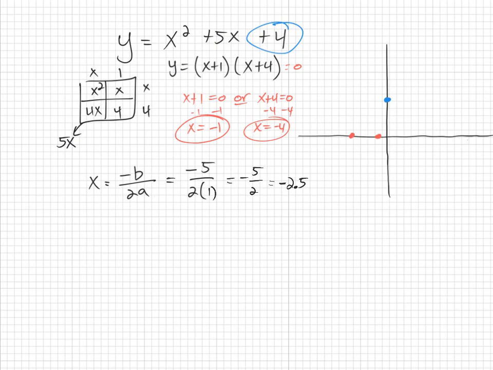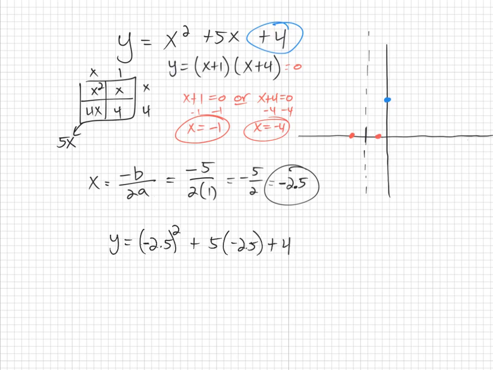-2.5, and that means that it's going to happen somewhere on this vertex line, right? This is the line of symmetry, where my vertex is going to occur, and I've got to plug that value into either this or this. So we're going to plug it into y equals 2.5 times -2.5 squared, plus 5 times -2.5 plus 4.